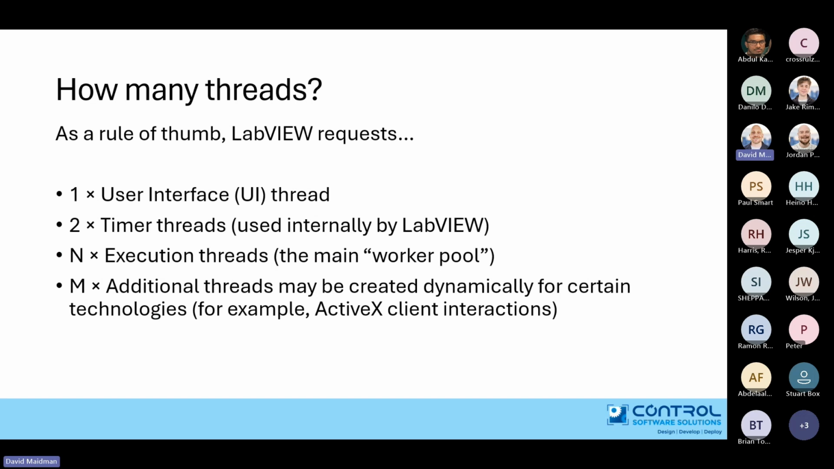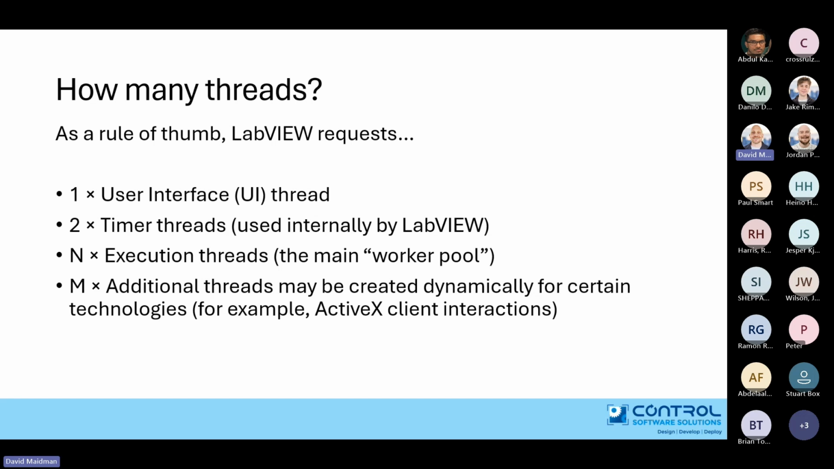So how many threads does LabVIEW actually request from the operating system? As a rule of thumb, we request 1 user interface thread, which we'll discuss shortly. LabVIEW has some internal timer threads that it uses. It creates a number of execution threads, which we should view as the main worker pool. This is what's going to do most of our work. And then it creates some additional threads dynamically for other technologies like ActiveX.